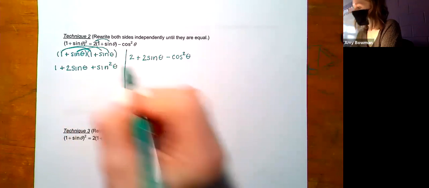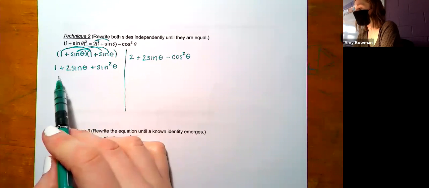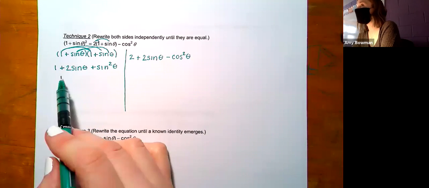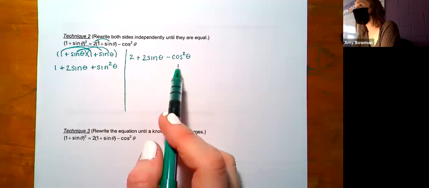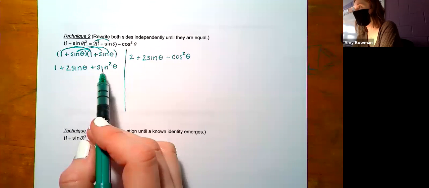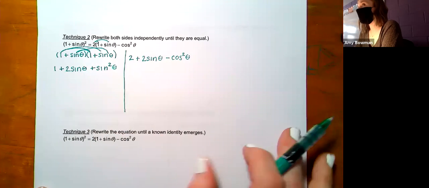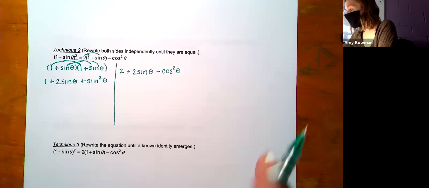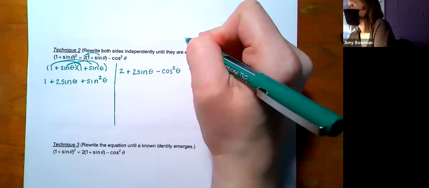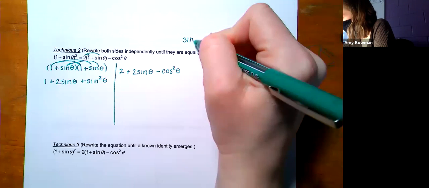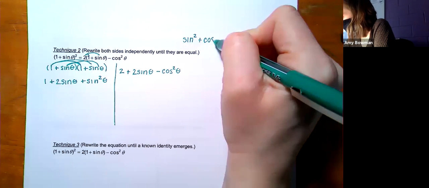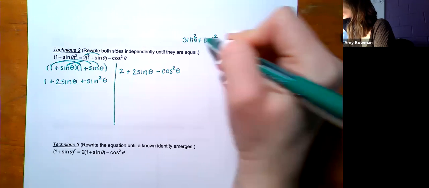All right, so right now I have only sines on the left, and I have this random cosine squared on the right, which bothers me because there's no cosine squared over here. What are we gonna do about that? What's the Pythagorean identity? I choose sine squared plus cosine squared equals 1. What do you think I'm gonna do?